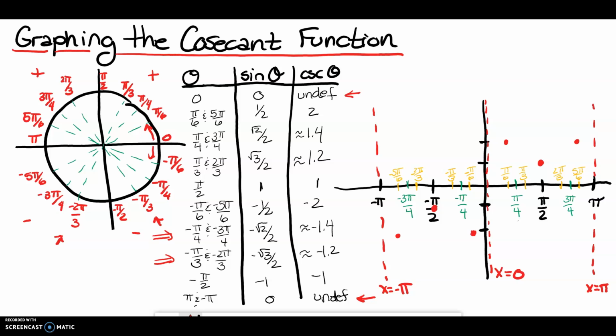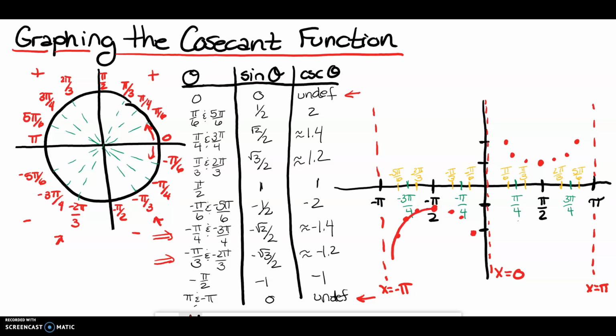All right, so how do I graph the other ones? At pi over 4 and 3 pi over 4, the reciprocal of square root of 2 over 2 is approximately 1.4. It's the same at negative 3 pi over 4 and negative pi over 4, where it's negative. And at pi over 3 and 2 pi over 3, it's about 1.2, and at negative pi over 3 and negative 2 pi over 3, it's about negative 1.2.